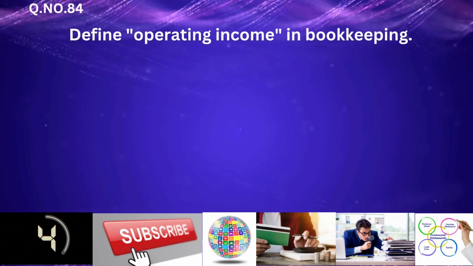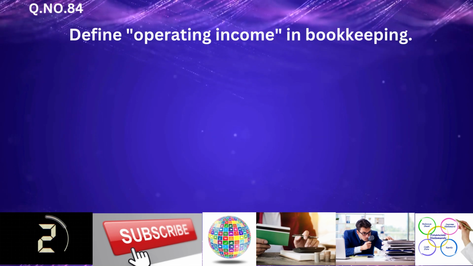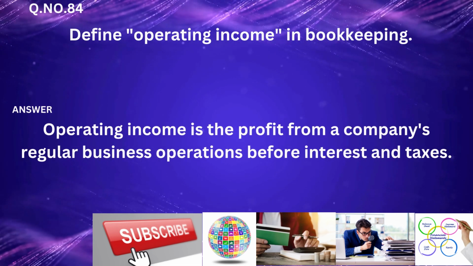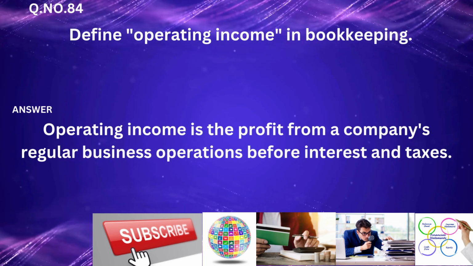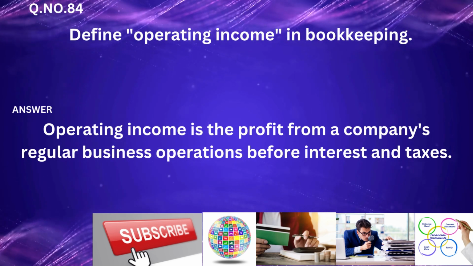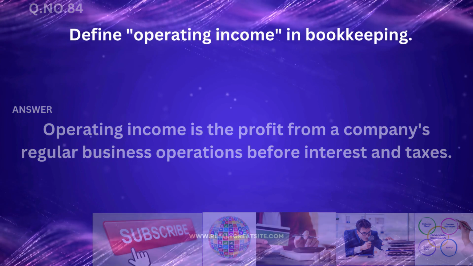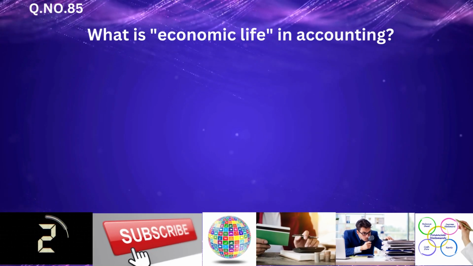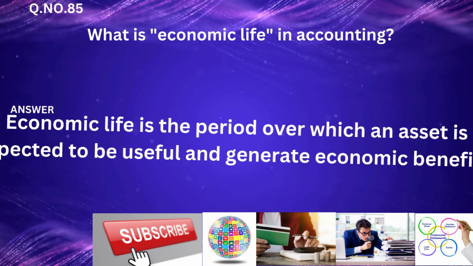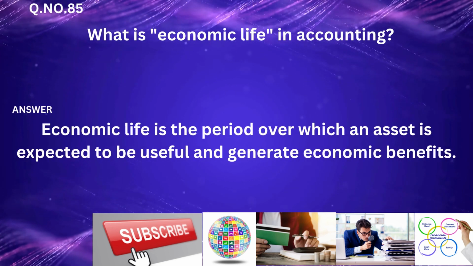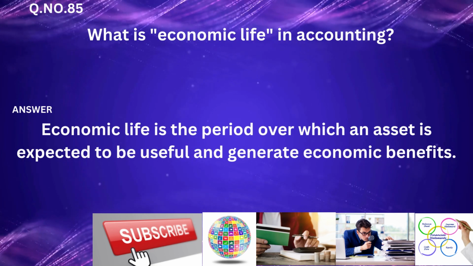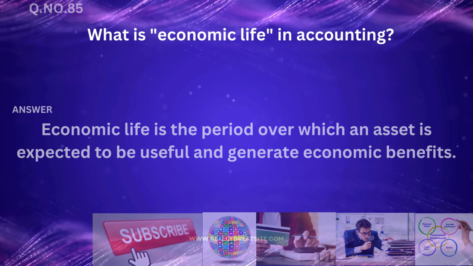Question 93. What is a cost volume profit (CVP) analysis? Answer: CVP analysis studies the relationship between costs, volume, and profits to make business decisions. Question 94. Define margin of safety in bookkeeping. Answer: the margin of safety is the difference between actual or expected sales and the break-even point.